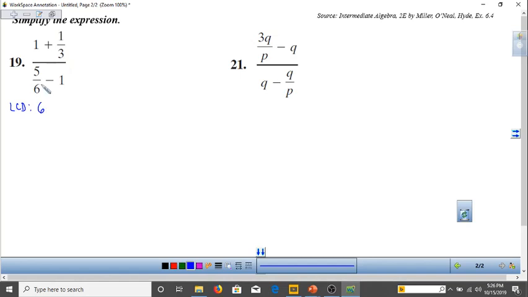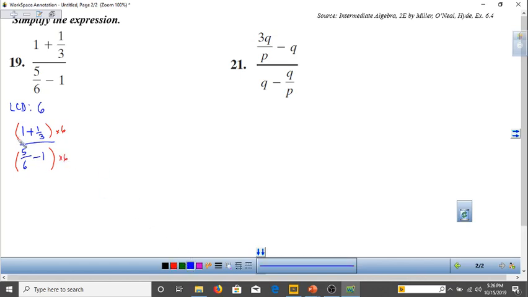because that's the smallest number that is a multiple of both 3 and 6. Then I'm going to take my complex fraction and I am going to multiply the numerator and the denominator by the common denominator that we just found, which is 6.